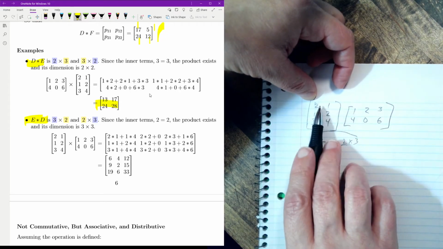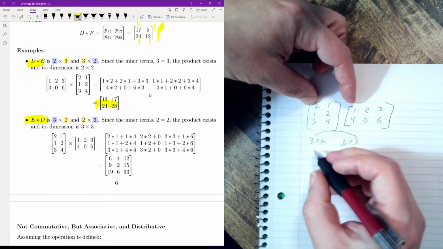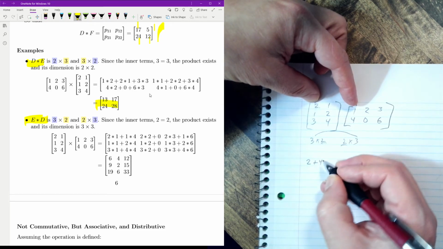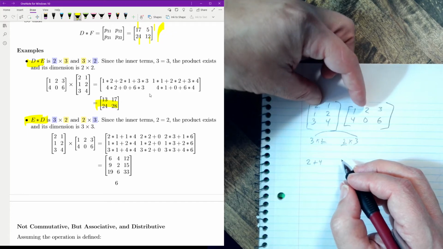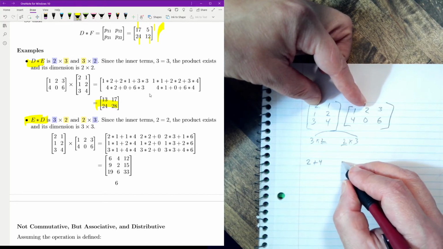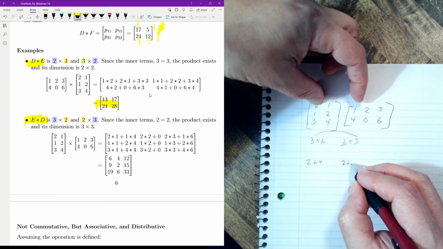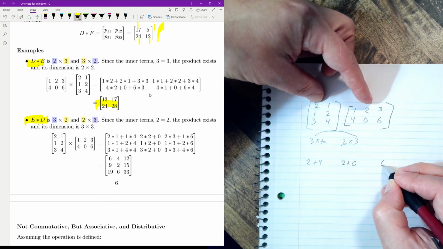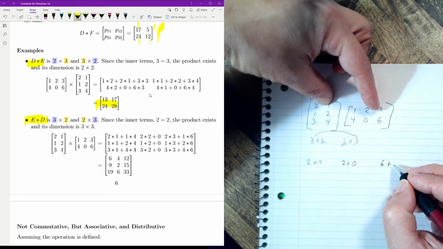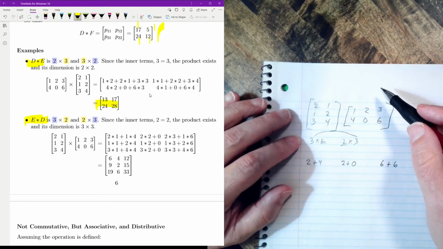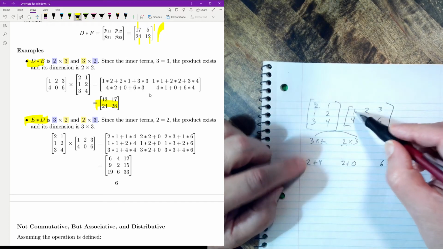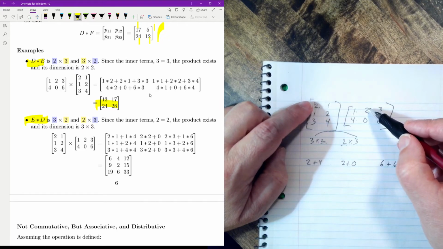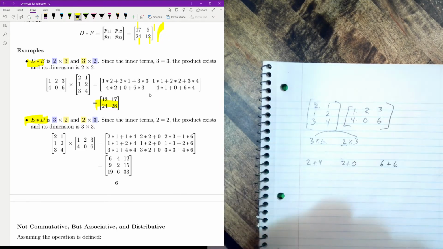First row, first column, 2 plus 4. First row, second column, 2 plus 0. First row, third column, 6 plus 6. So let's review. 2 times 1 is 2. 1 times 4 is 4. 2 times 2 is 4.